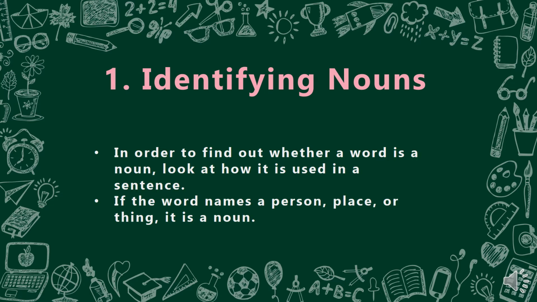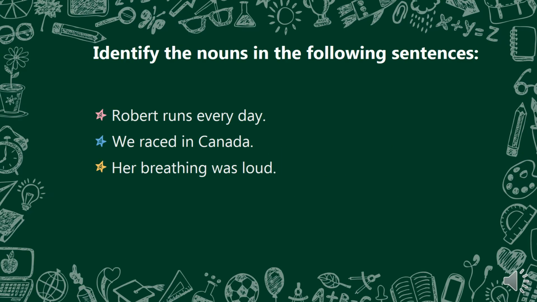Here in this first sentence, in order to find out, this is the rule. In order to find out whether a word is a noun, look at how it is used in a sentence. How is it used in the sentence? And then you can figure out whether it is a noun or an adjective or a verb. If the word names, so if it is a name of a person, a place or thing, it is a noun. So let's look at some examples. Let's also identify the nouns in the following sentences. As I said before, you're going to underline the proper nouns and the common nouns.